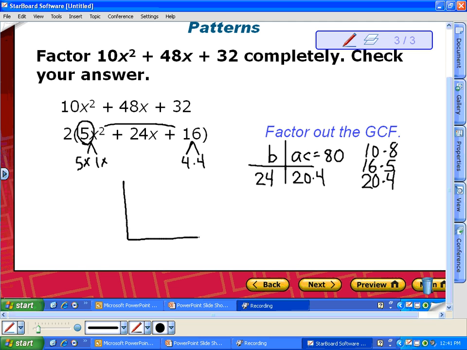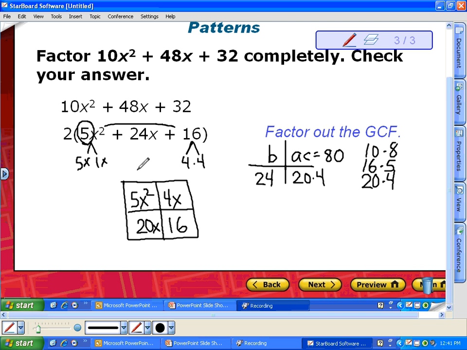And remember what we did here? We make a box. The 20 and the 4 are going to go in the corners, and it's 20x and 4x. Our first term would be a 5x squared, and our last term would be a 16. Okay, so now let's factor. 5x squared and 20x I can take out of 5x. A 4x and a 16 I can take out of 4.